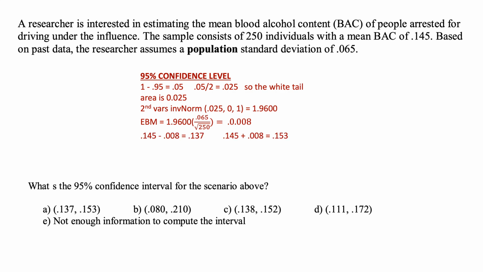And that means that we're going to go from the mean minus 0.008 to the mean plus 0.008. That's 0.137 to 0.153. So the 95% confidence level, this says 99%, that's because it was an old example. It should say 95%. It is 0.137 to 0.153. First choice.